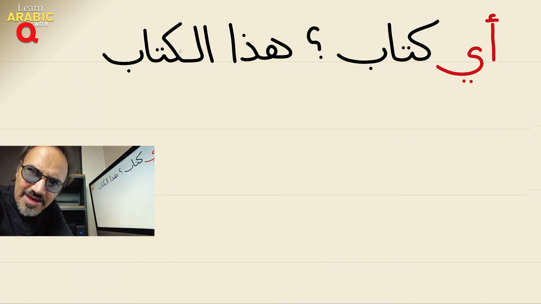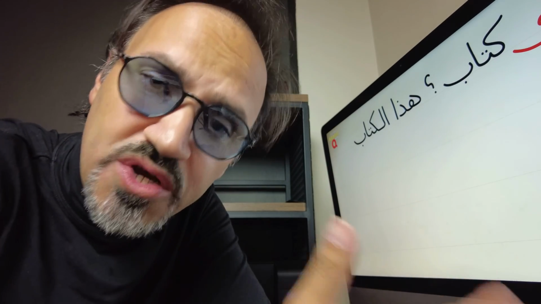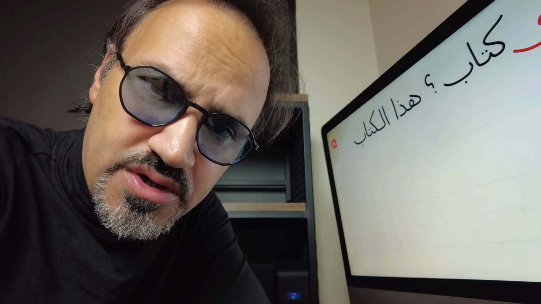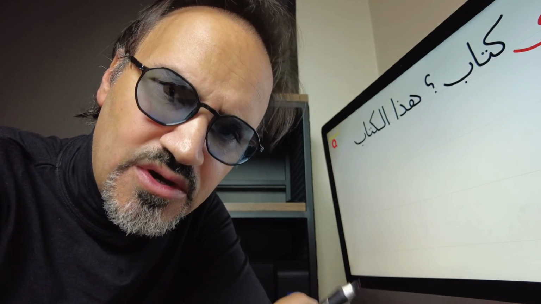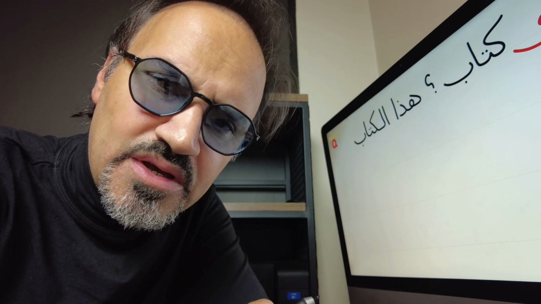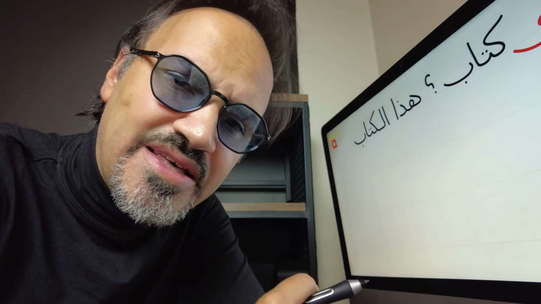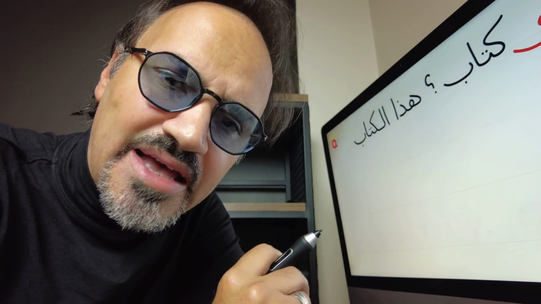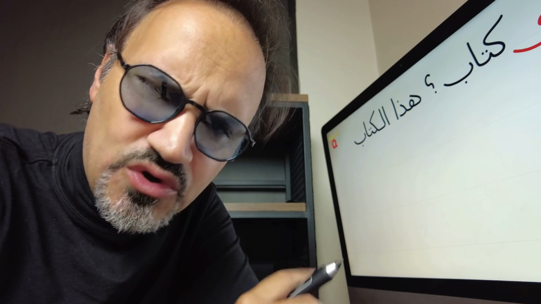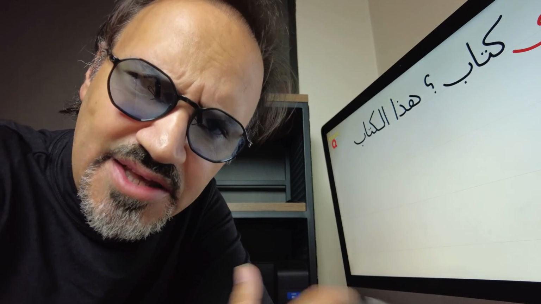Okay, ay is used to ask about which. It's which book? That book. And as long as you're defining a certain book, you're using el. In Arabic, they call it el-ta'rif, which means the defining el. Don't worry about that name, just giving it to you. So, أي دراجة, which bicycle?